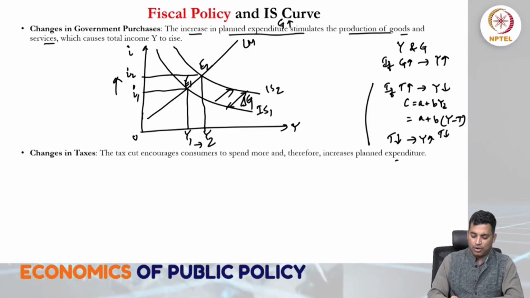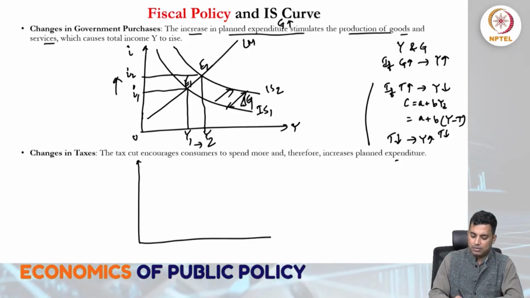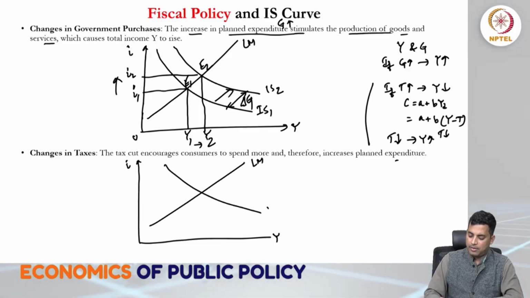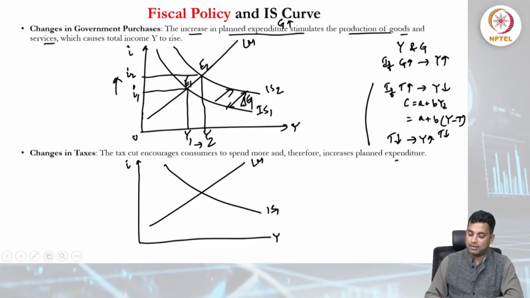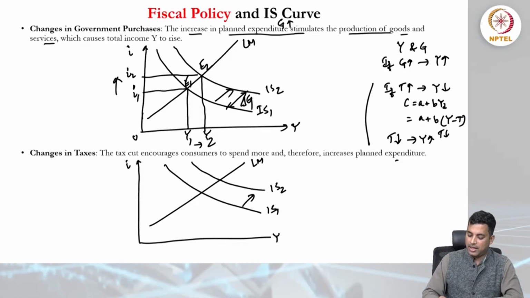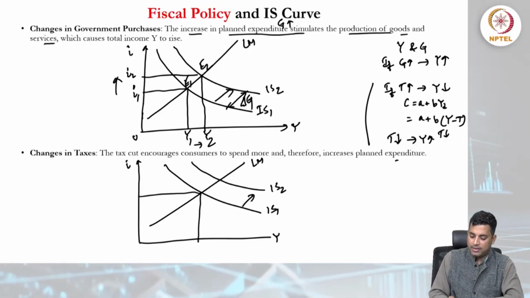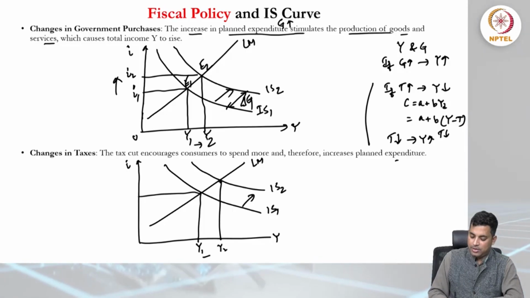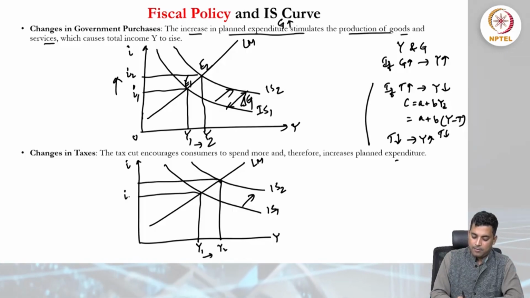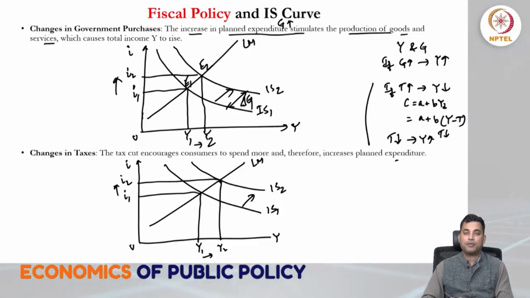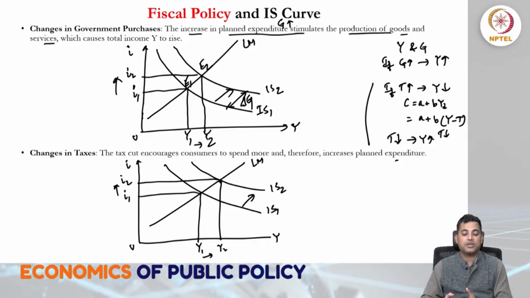So now let's draw quickly. I, and here y, and here LM, here IS1, and due to tax cut, overall y will be there, IS curve will shift again rightward, and likewise just like in the above case, income will also increase, and rate of interest also will increase. So this is the case of the expansionary fiscal policy.